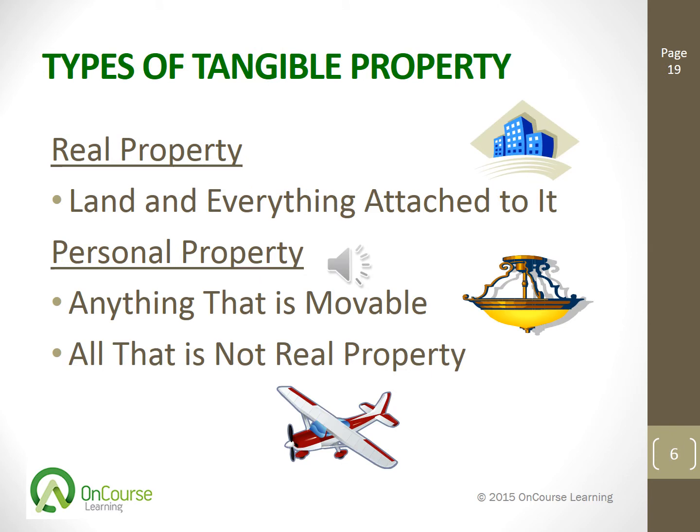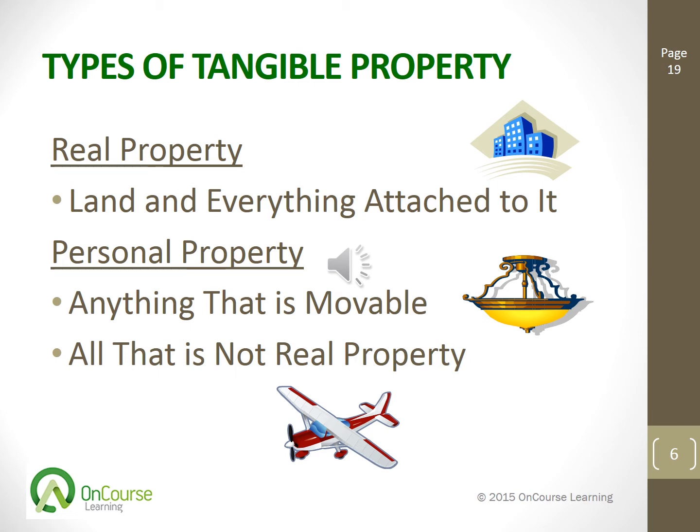Well, we can take types of tangible property and split it into real property and personal property. Real property is defined as the land and everything attached to it, and that's a pretty basic definition. Lawyers and legals could probably make that a little longer definition, but for this class, real property is land and everything attached to it, and it's also called real estate. Personal property is anything that is movable and all that is not real property, and that takes a pretty big swath of property types.